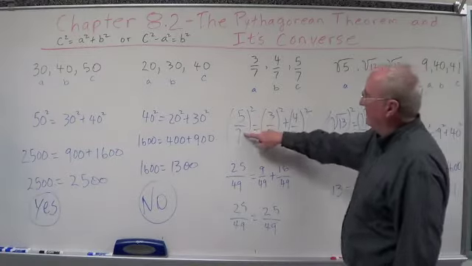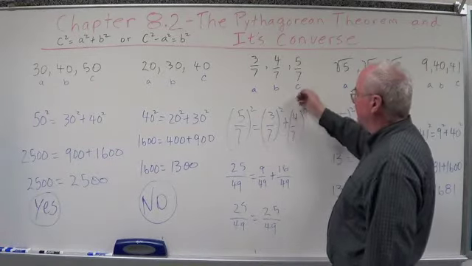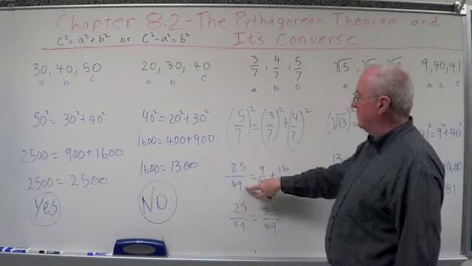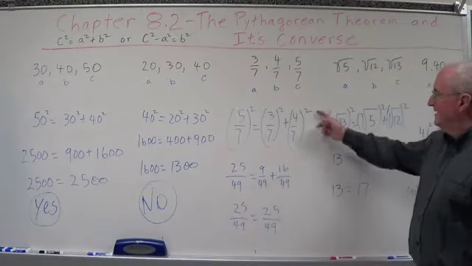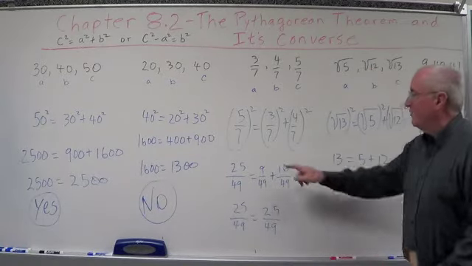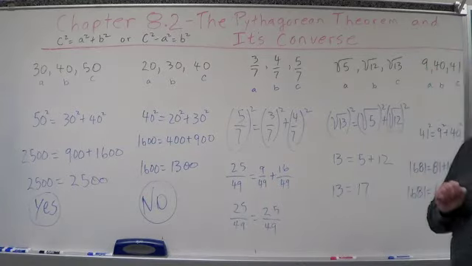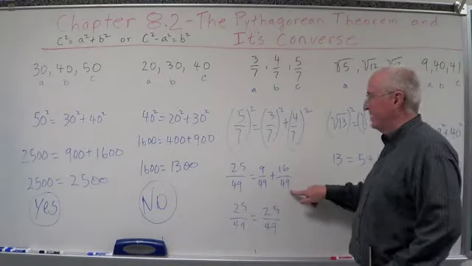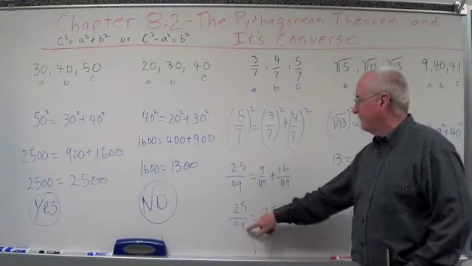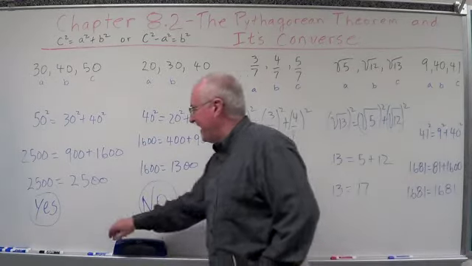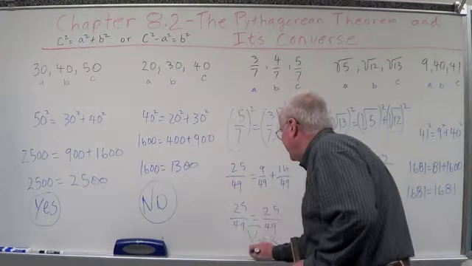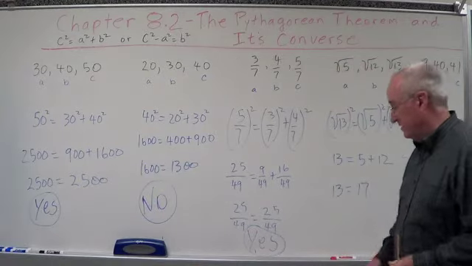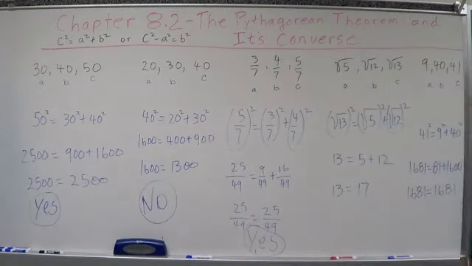Now, when you square a fraction, you have to square the top and the bottom. So we're going to take 5/7 squared equals 3/7 squared plus 4/7 squared. 5/7 squared is 25 over 49. 3/7 squared is 9 over 49. 4/7 squared is 16 over 49. We add the tops and leave the bottoms alone when we're doing addition of fractions. They have to have the same denominator. These do. 25 49ths equals 25 49ths. Does that create a right triangle? Yes, it does. Why? Because those two fractions are equal.